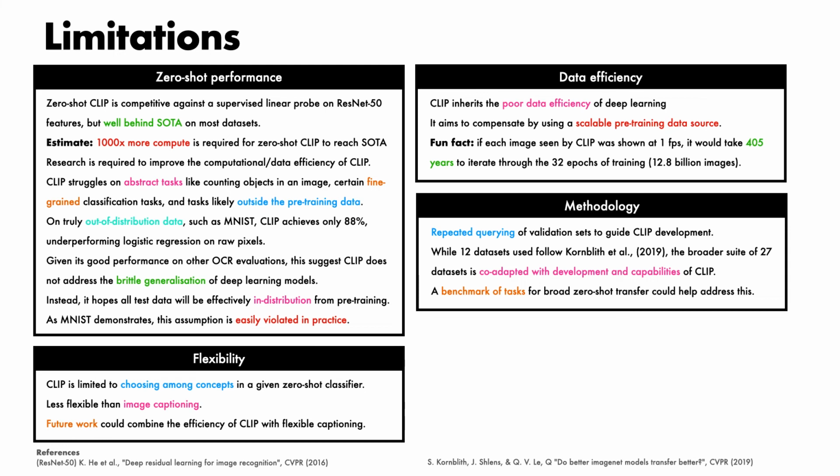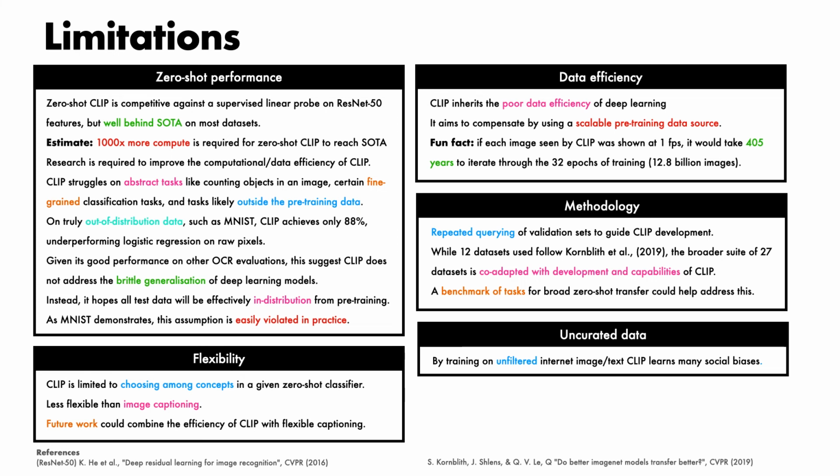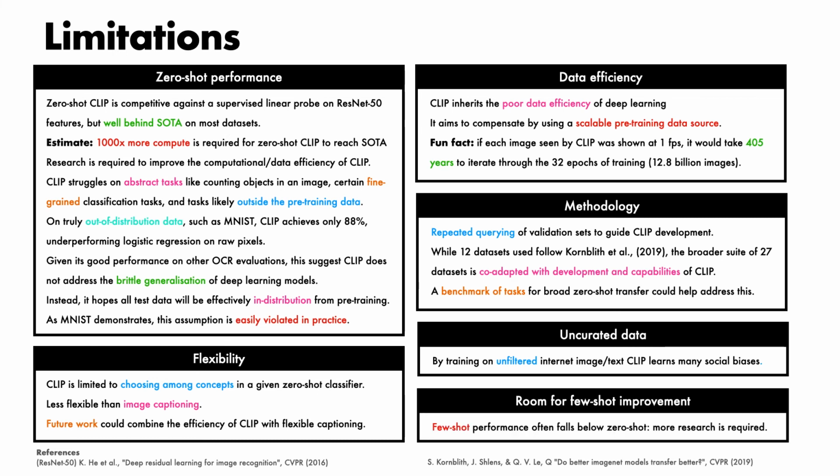CLIP is trained on uncurated internet image and text data, and as a consequence, it learns the social biases present in this data. Finally, there is clear room for few-shot performance improvement, given that it often falls below CLIP's zero-shot performance. This is notably different to the gains obtained by humans in the one-shot setting, so further research on this topic is needed.